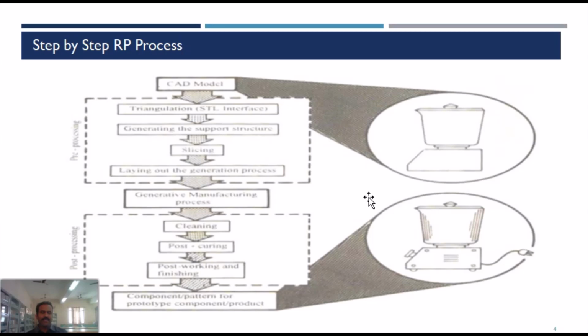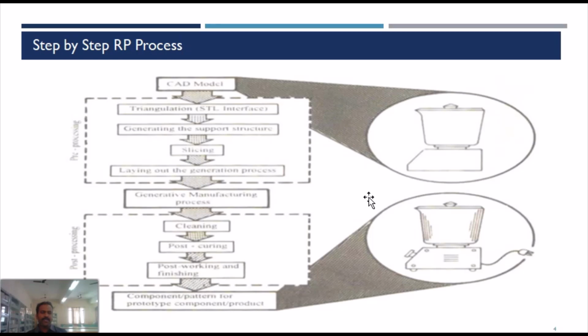After that, we generate the support structure. If you need any support structure in your built prototype, you can create it. Then we go for the slicing process. We slice the STL file of our CAD drawing according to the user's size. Once the slicing is completed, next we go for the layout generation process. The entire layout is created.